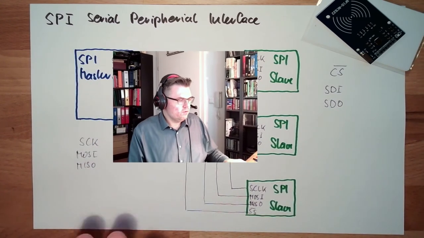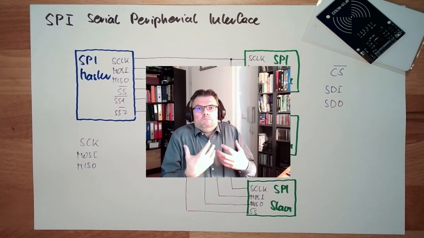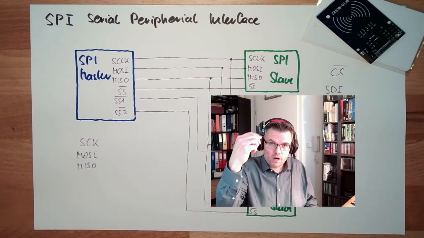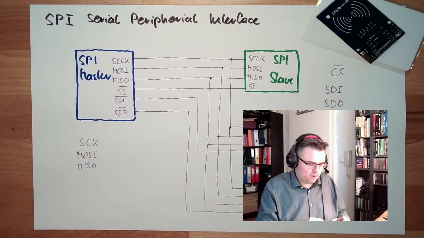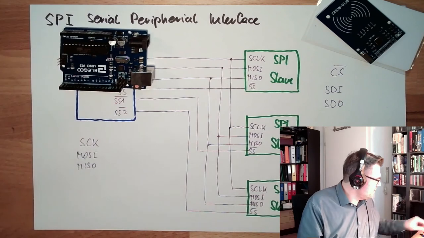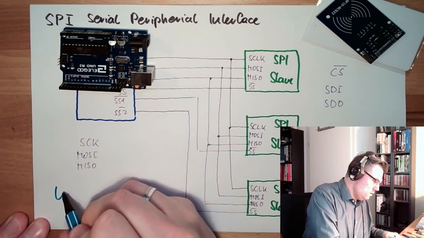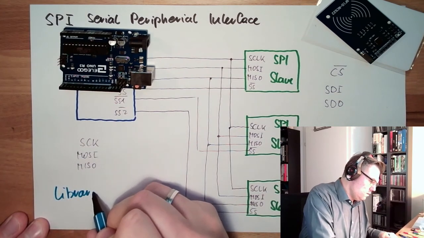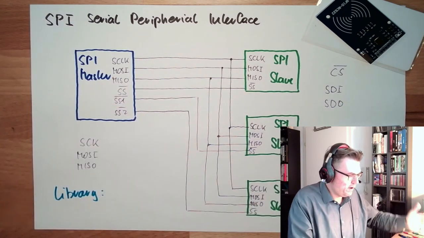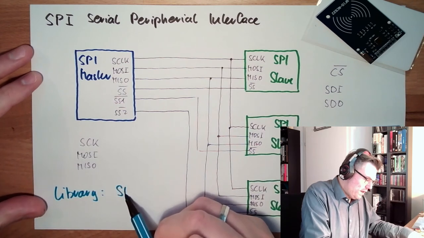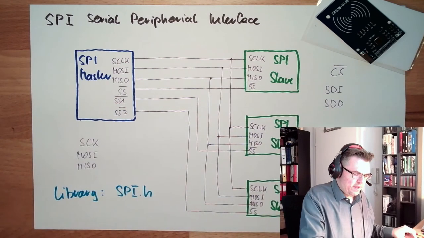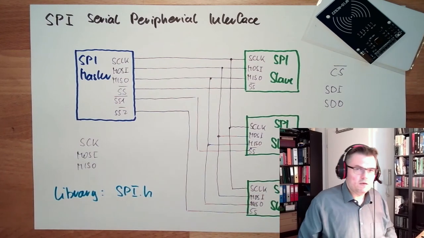But then we are going to use this SPI interface for real, with our Arduino. And our Arduino is able to do this. There's a library for it. What would be the best name for a library for SPI? It's called SPI.h. Then our Arduino is able to talk SPI.